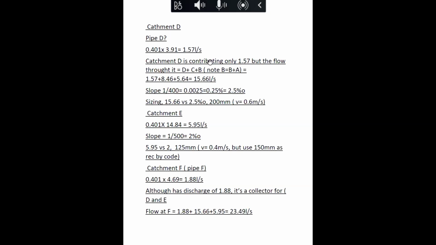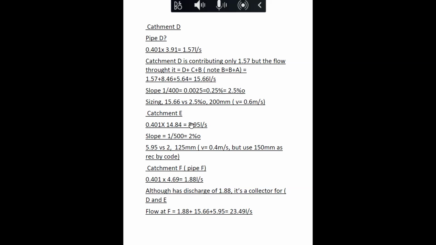So for catchment D, the same thing. When I got catchment D as 1.457, I now have to go and add it to B and C, because C is already adjacent. So it becomes 1.457 plus the value for B plus the value for C. The whole thing will come to 15.66. For 15.66, the slope is 0.25. When I read it off, I'm getting a 200 mm pipe.